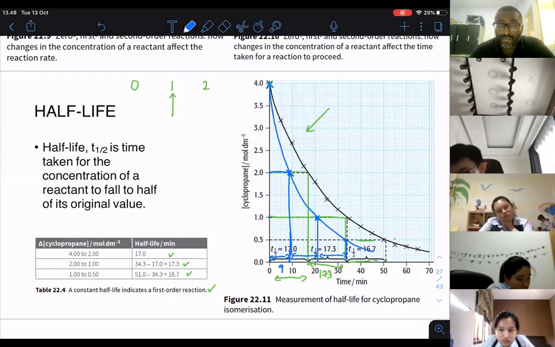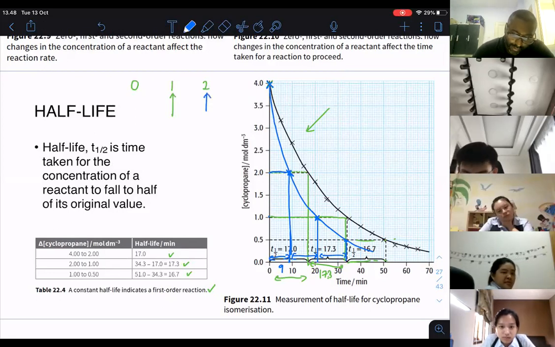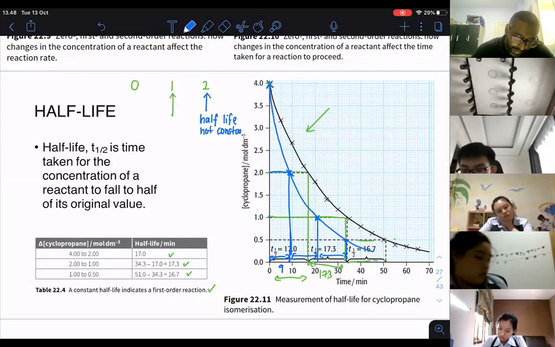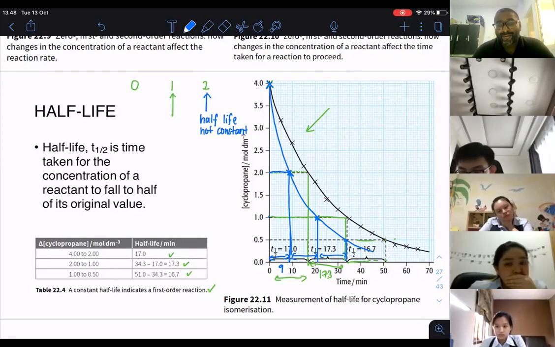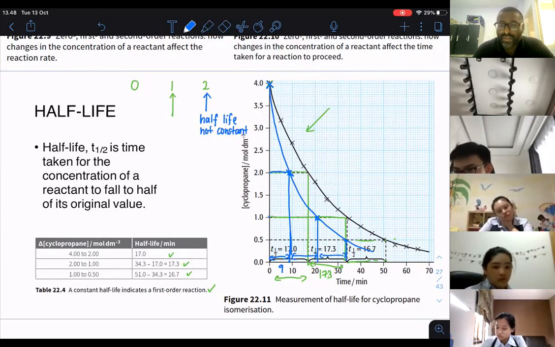It means that for second order, they do have a half-life, but the half-life is not constant. The half-life will increase as time goes on. In simple terms, second order reactions take a longer time to decompose, to react. For example, from 1 to 0.5 until they become 0, technically it takes a very long time to decompose.